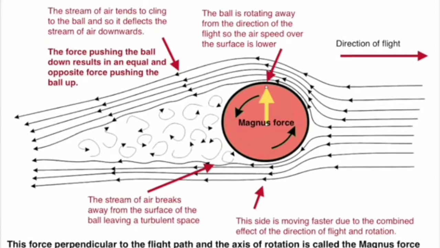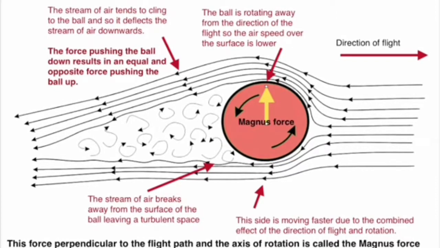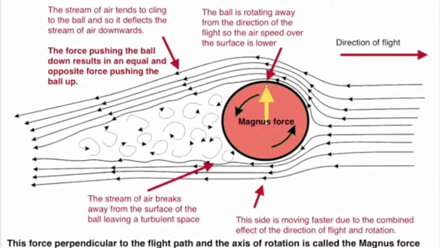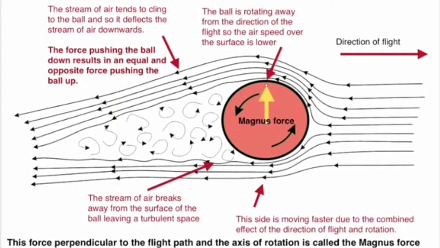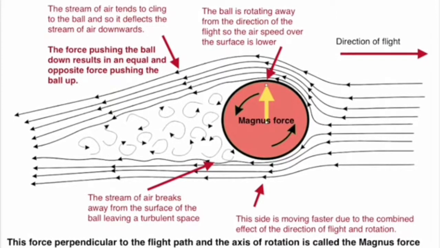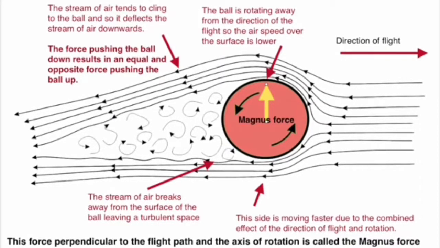The ball is rotating away from the direction of the flight, so the airspeed over the surface is lower. The stream of air tends to cling to the ball, and so it deflects the stream of air downwards. The force pushing the air down results in an equal and opposite force pushing the ball up. This force, perpendicular to the flight path and the axis of rotation, is the Magnus force.